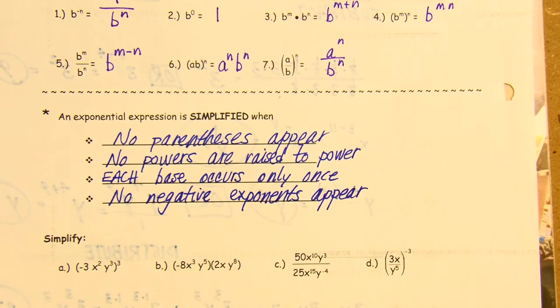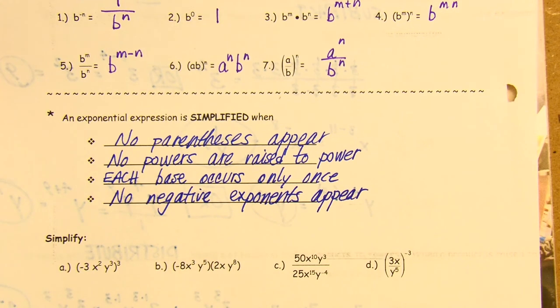So get rid of those negative exponents. Okay, ready for the examples?